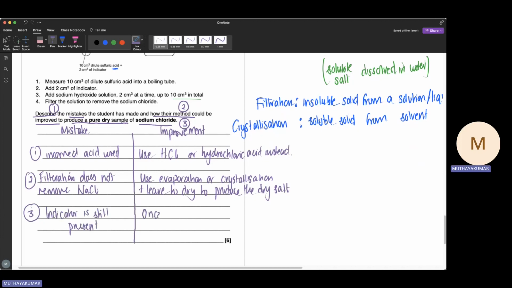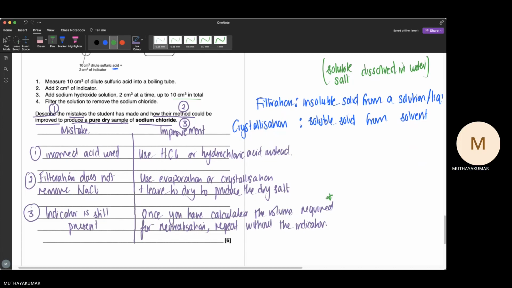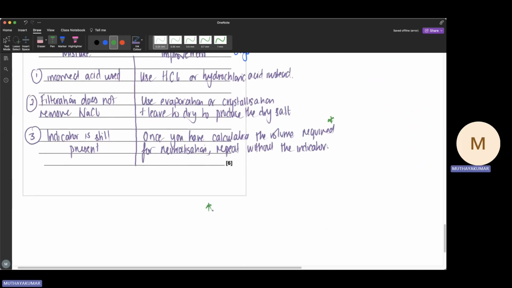So the improvement, as we discussed, let's get it down in words. So once you have calculated the volume required for neutralization, you would repeat the experiment without the indicator. Now, just to go over what I said earlier on. So once you have calculated the volume required, the way the student would do that is the first time round, we've got our acid in our boiling tube, and we've got our indicator as well.